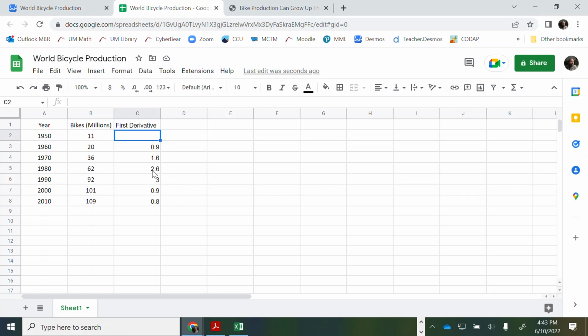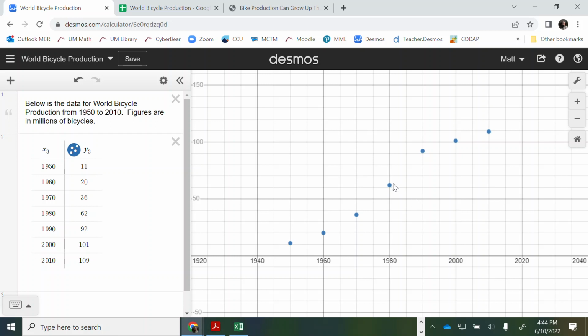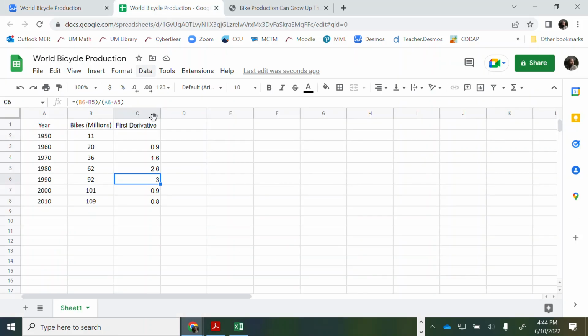We can see that the rate of change is the highest in the period leading up to 1980. Oh, sorry, I'm wrong. The period leading up to 1990. You can see this value 3 is the highest. So that should be reflected in the graph, right? Leading up to 1990, it's this one where we saw the largest jump in value, and the estimate is that the number of bikes being sold is growing at about 3 million per year. I hope that makes sense.